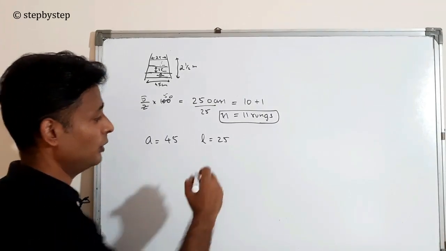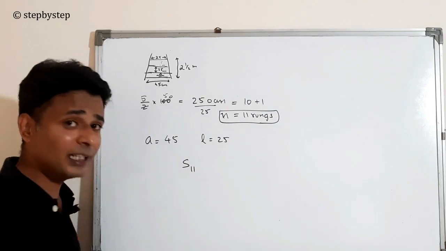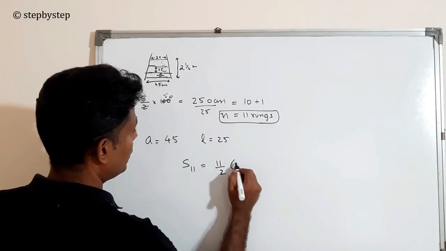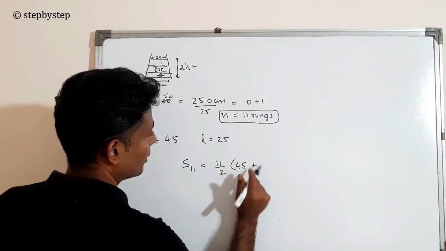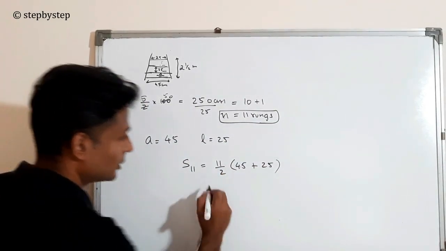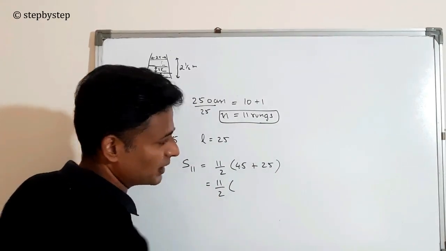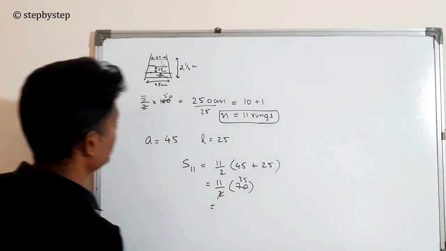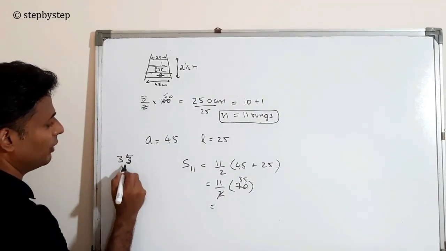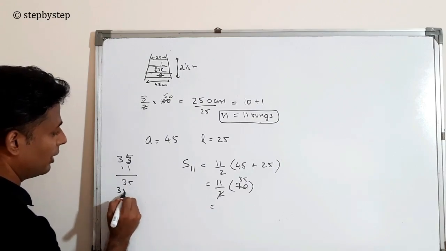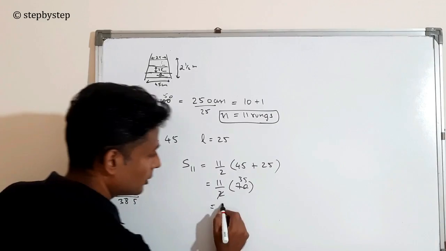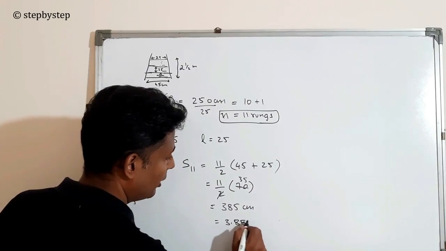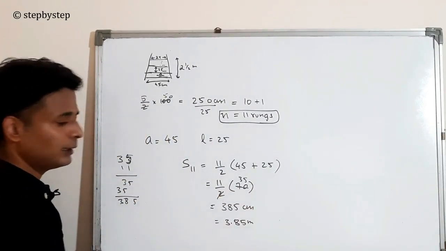They have asked us the total length, which means we have to find S of n, which is nothing but S of 11, since n is 11. So S of 11 is equal to n by 2 into A plus L. So 11 by 2 into 45 plus 25, 70. So 2 ones are 35, so 11 into 35. Again, we'll do 35 into 11. So 385 centimeter, or you can convert it to meter, that is 3.85 meter. Either answer is acceptable.